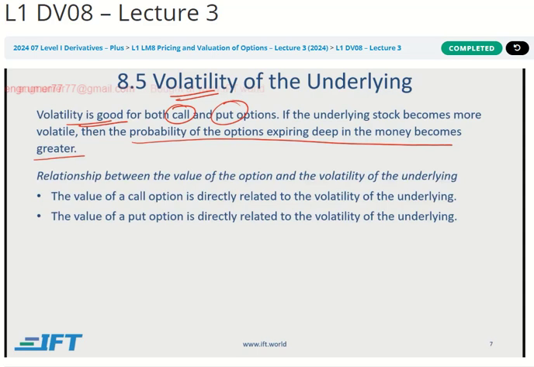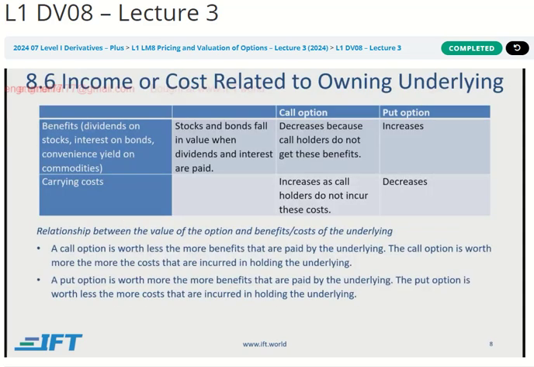And think of something like Bitcoin. It can go up a lot, it can go down a lot. So both a call option and a put option on Bitcoin will be valuable because Bitcoin itself is very volatile, right? So a call option is directly related to the volatility, and the value of a put option is also directly related to the volatility of the underlying. The higher the volatility, the higher the value of the option, whether it is call or put.